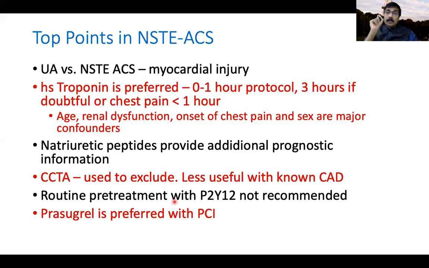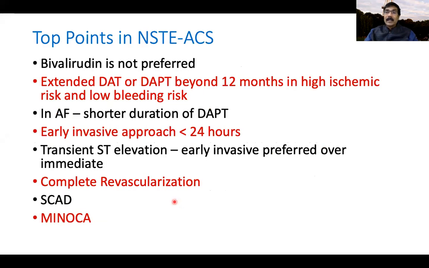CT coronary angiogram is more useful when you don't have a known coronary artery disease. In a known coronary artery disease, it may not be useful. No routine pre-treatment of P2Y12 inhibitors in the emergency. It is not recommended. Prasugrel is probably the preferred drug when you do a PCI and on-table loading is required. Bivalirudin, not preferred. Extend DAPT beyond 12 months in high ischemic risk and low bleeding risk patients, not for all patients. Atrial fibrillation, shorter the duration, lesser the bleed.